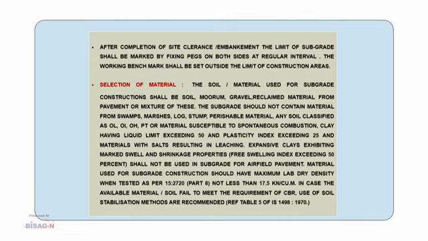Material used for the subgrade construction should have a maximum laboratory dry density, when tested as per IS 2720 part 8, of not less than 17.5 kilonewton per cubic meter. In case the available soil fails to meet the CBR requirement, use of the soil stabilization method is recommended. Refer to table 5 of IS 1498/1970. So, what is the general equipment being used while doing the preparation of the subgrade?